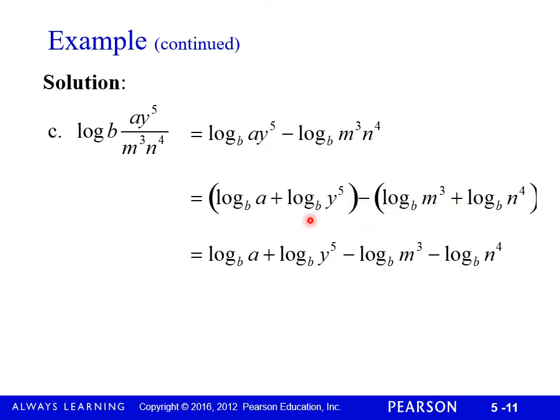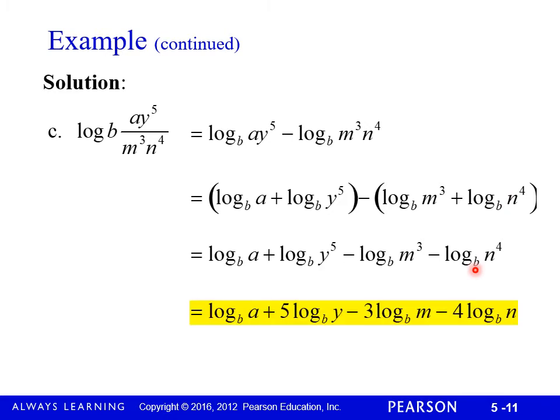So here, if we just distribute the negative so we can get rid of the parentheses, that might make it a little bit easier and clearer first. Log of a plus log of y to the fifth minus log of m cubed minus a positive is minus log of n to the fourth. Now, we bring those exponents down in front. 5 log a, 3 log m, 4 log n.